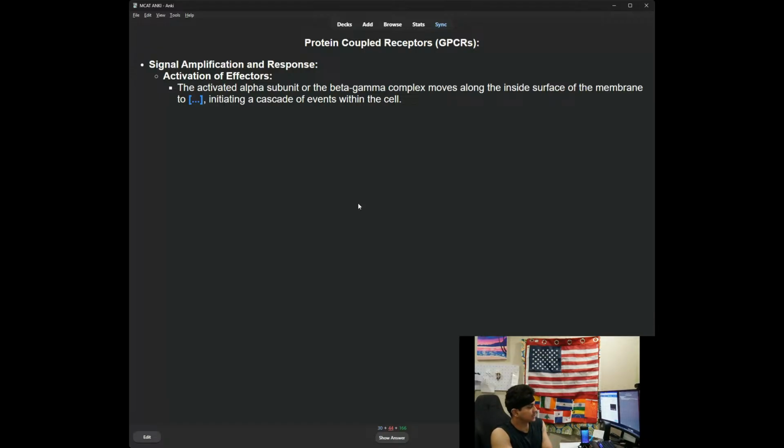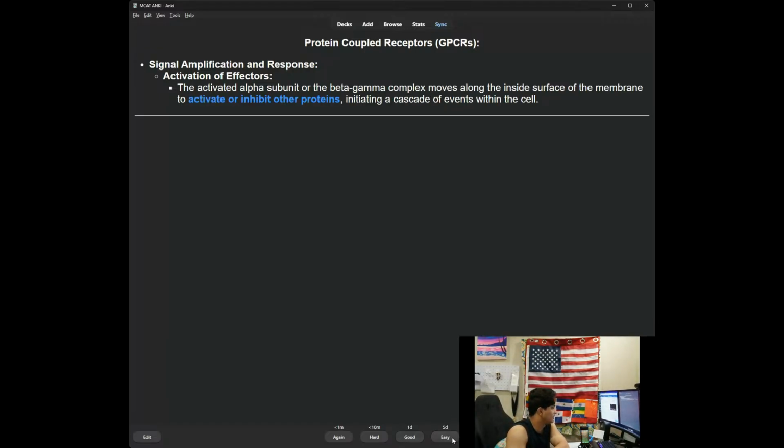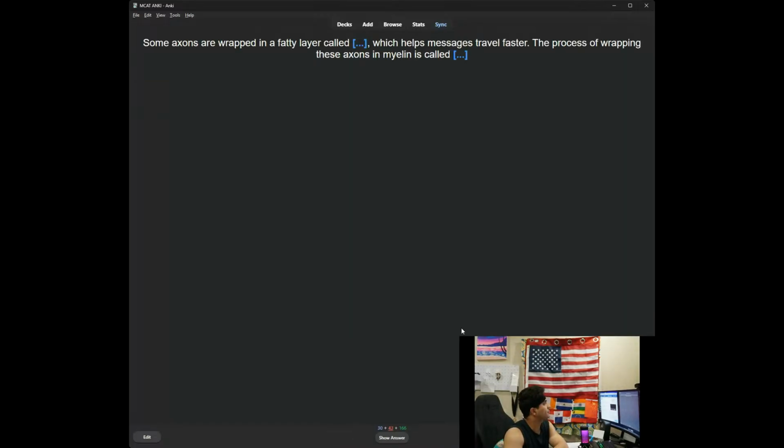Elicit a response, transmitting signal from outside the cell to inside the cell, right? Activate or inhibit other proteins. Myelin, saltatory conduction. Wait, no, myelin sheaths. Myelination.